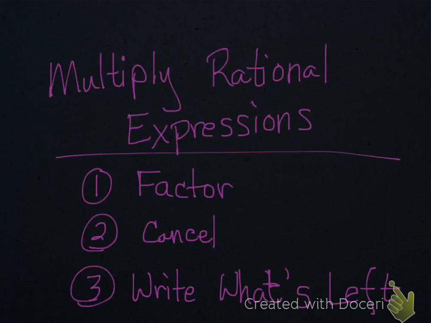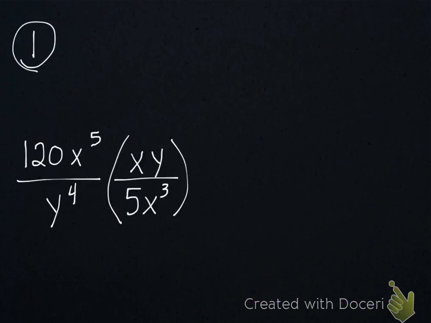This is Mrs. Boots, and we're going to work through the practice problems for multiplying rational expressions. Remember, there are 3 basic steps: factor, cancel, write what's left. For factoring, you don't do monomials. Basically, anything but a monomial is factored. Okay, let's look at example or problem 1.